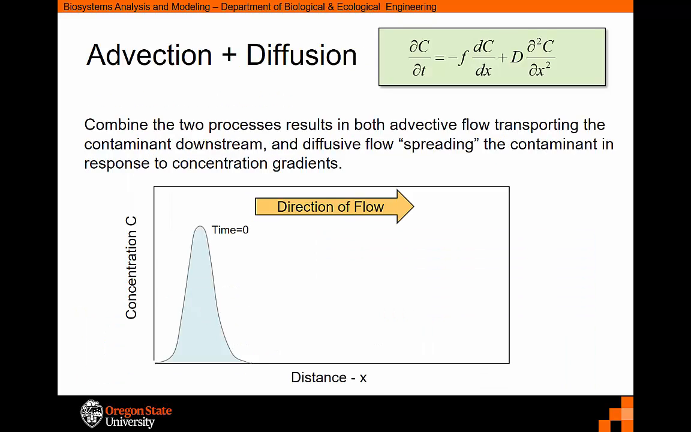Looking at the response of the combined advection-diffusion equation through space and time, we see the additive effect of the two processes. Advection drives the contaminant uniformly downstream, while diffusion simultaneously flattens the concentration distribution through space.